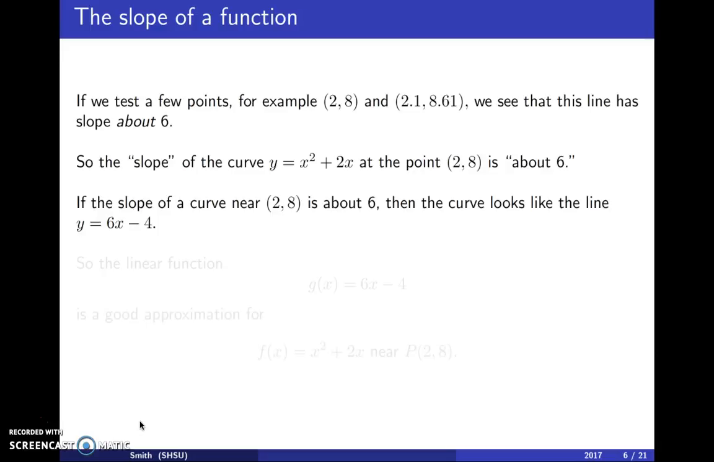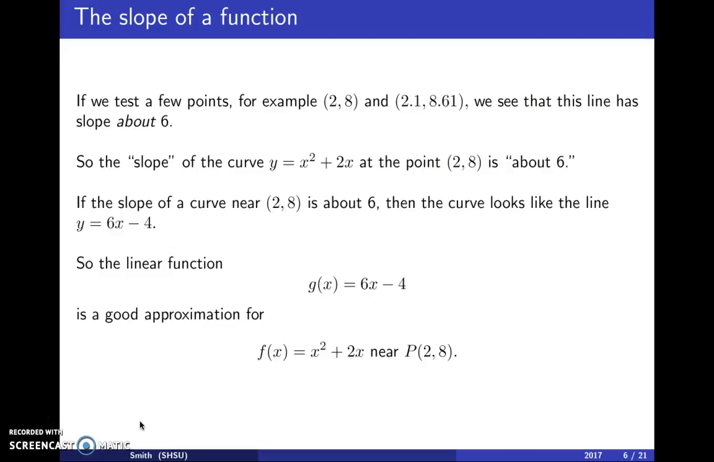If the slope of a curve near (2, 8) is about 6, then the curve looks like the line y equals 6x minus 4. Take a moment to verify that y equals 6x minus 4 is a line with slope 6, and it goes through the point (2, 8). So the linear function g of x equals 6x minus 4 is a good approximation for x squared plus 2x near (2, 8).